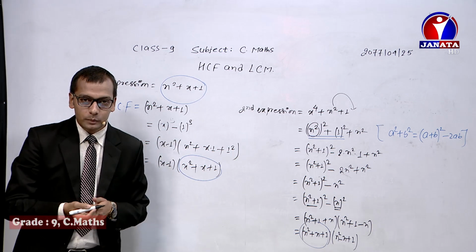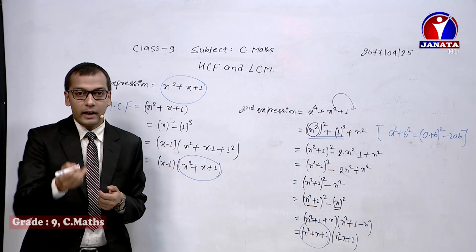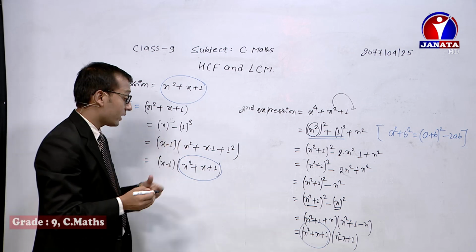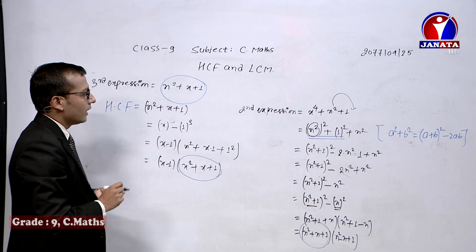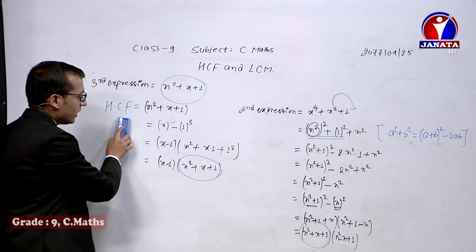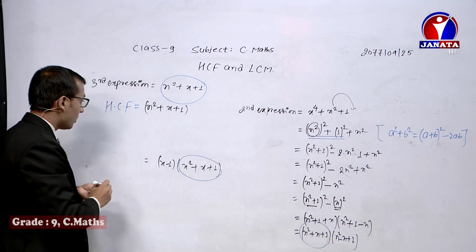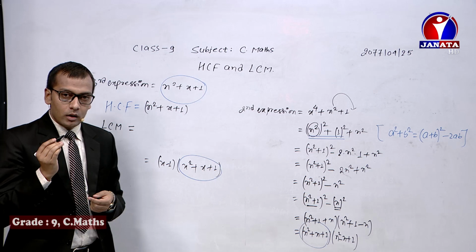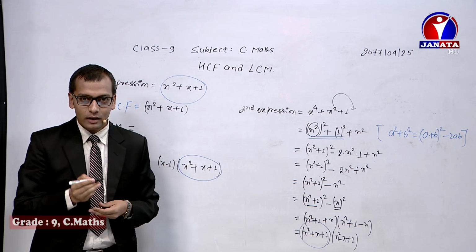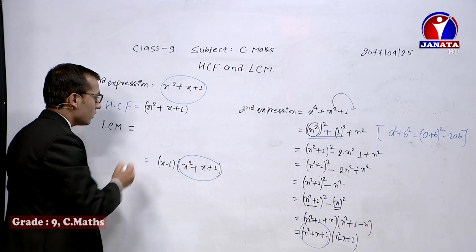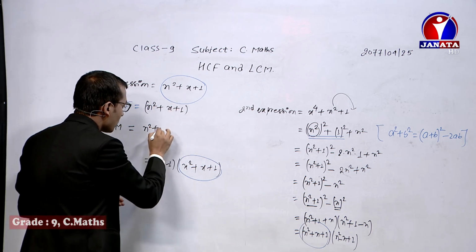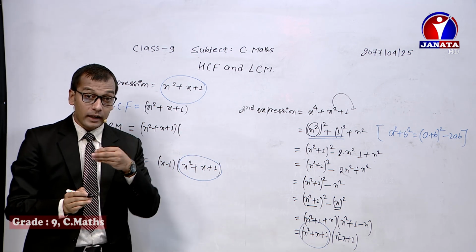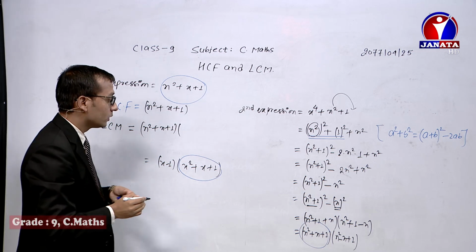Now for LCM, we pick out common factors and then we multiply by remaining factors from all the expressions. So similarly, now let me write what is LCM. For LCM is product of common factors and rest of the factors. So what is the common factor? Is HCF, x square plus x plus 1 times now the factors remaining from all three expressions.